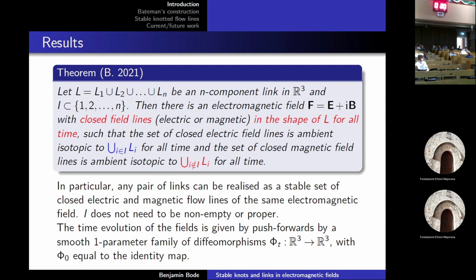In particular, you can choose any link for the electric field and any link for the magnetic field, and you can choose how these two links are linked with each other. Another remark: this subset of components that you choose doesn't have to be non-empty or proper. It's just a technicality.